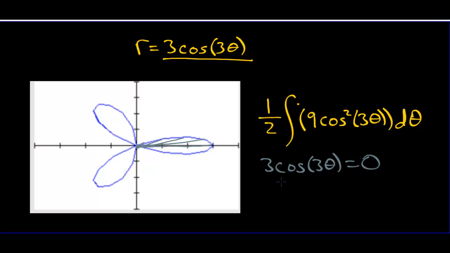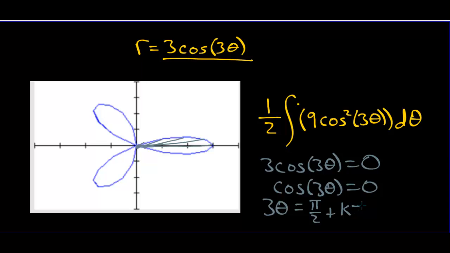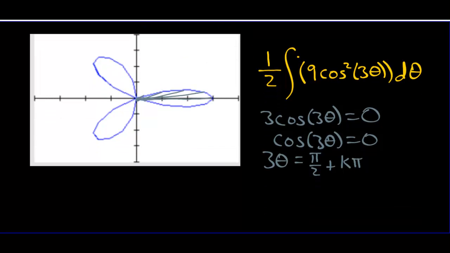And let's see what this looks like. This gives us cosine 3 theta equals 0. Now cosine equals 0 at pi over 2. So this is going to be pi over 2 plus k pi, because it's at pi over 2, 3 pi over 2, 5 pi over 2, and so forth. Okay, so let's take a look now. Now I'm going to divide by 3, and theta equals pi over 6 plus k pi over 3.